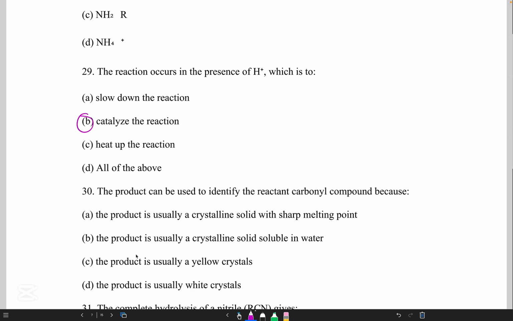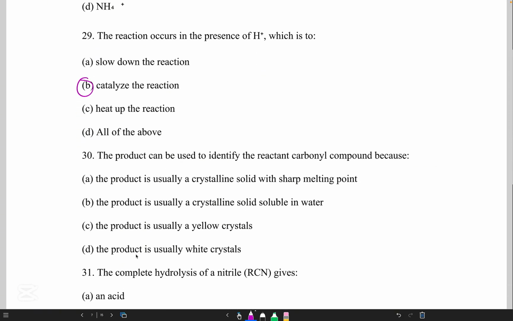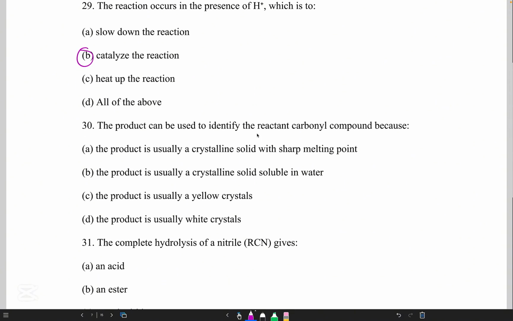Is that okay? Now, the product can be used to identify the reactant carbonyl compound because the product is usually a crystalline solid with a sharp melting point. Is that okay? Their characteristic melting point is what is used to identify this product, which is option A.